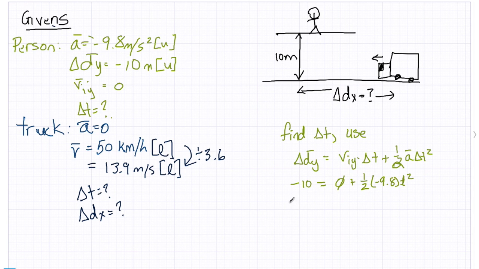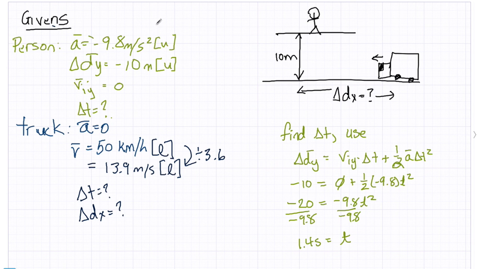Multiply both sides by 2 to get rid of the fraction. Then divide both sides by -9.8. And then ultimately I'll take the square root, and my answer becomes 1.4 seconds. That's equal to t.